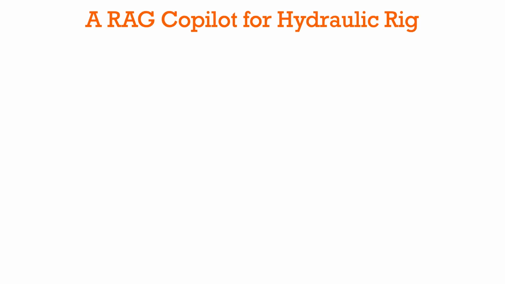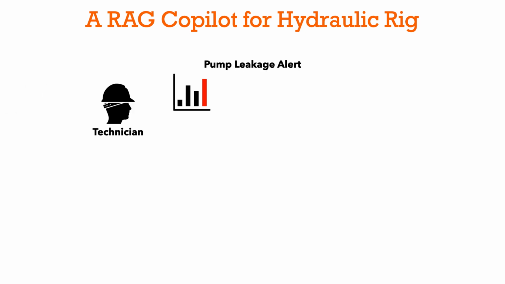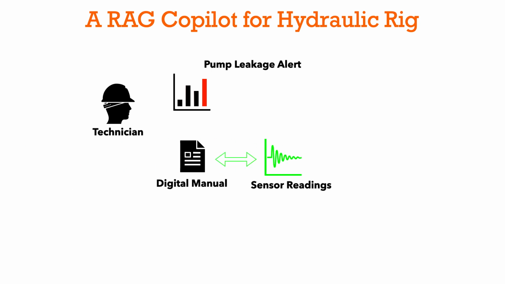This Copilot demo is targeted for use in a hydraulic rig. Imagine a scenario where a technician sits in a hydraulic rig control room and sees an alarm for pump leakage. He might need to look up a 200-page digital manual to search for information. There might be numerous mentions of it there, and he would need to cross-reference it with the sensor readings manually. This could easily take between 20 to 40 minutes depending on the technician's experience.